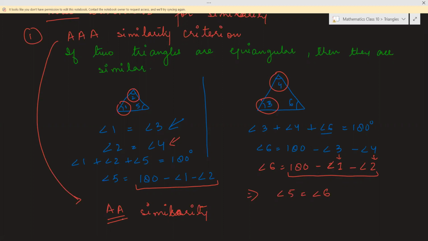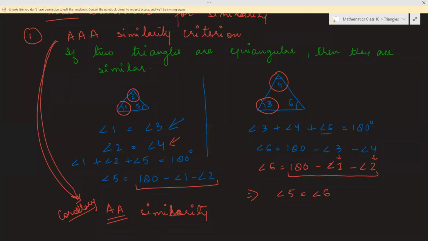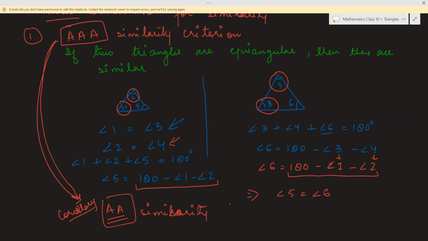Yes, ma'am. So we call it a corollary. Corollary means basically this result has been derived from this result. It is the extension of this result. So if all three angles are equal, we write AAA. If any two angles are equal, you don't have to think about the third angle. Just forget about it. Just take only two angles and show the triangles are similar. Is this okay?